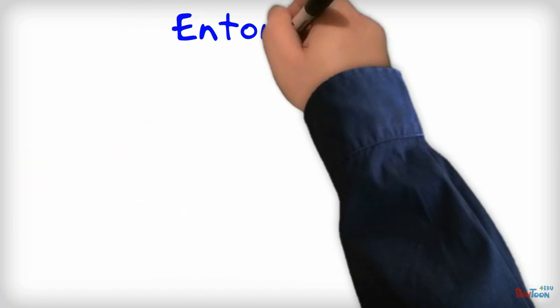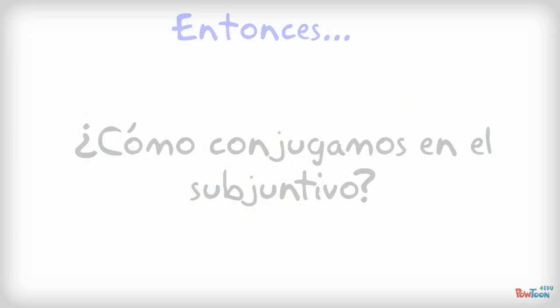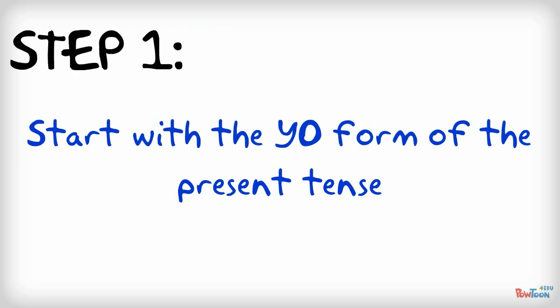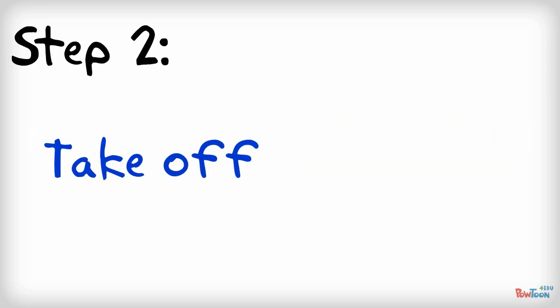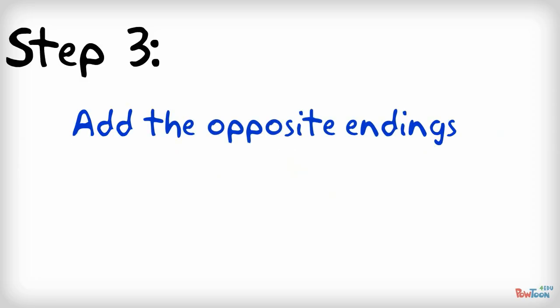So, again, how do we conjugate in the subjunctive? Let's recap the steps one last time to make sure that you've got it. First, we have to find the present tense yo form. Second, we take off the O. And last, we add the opposite endings.